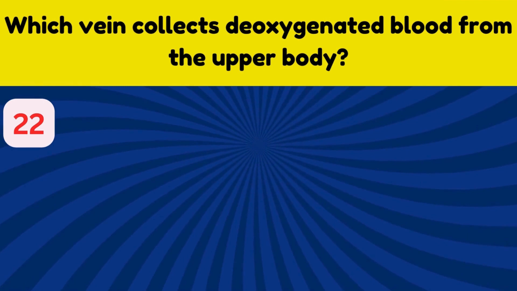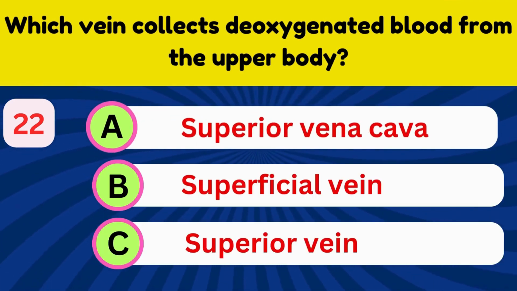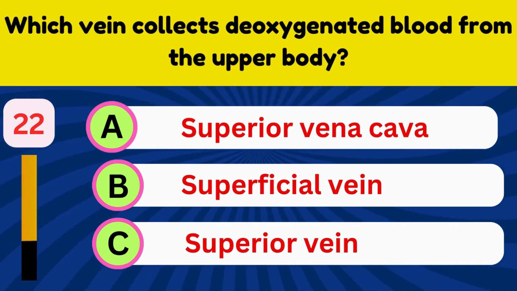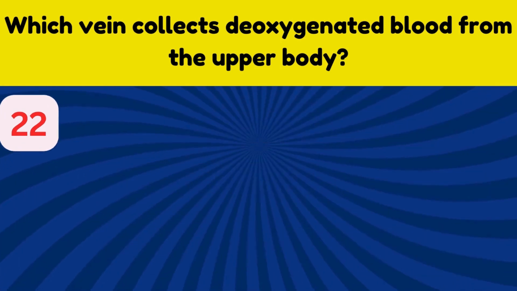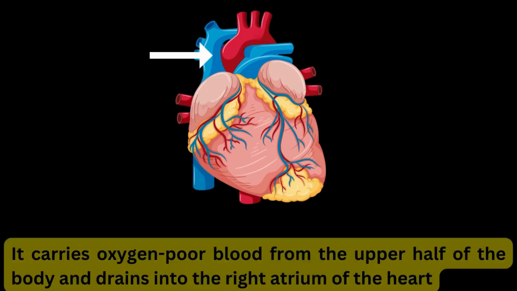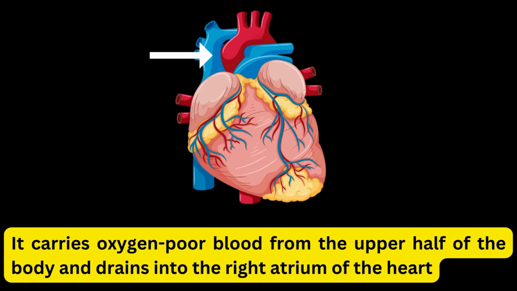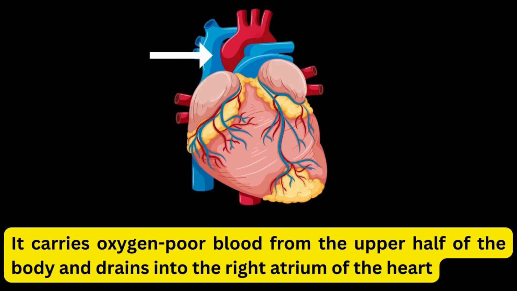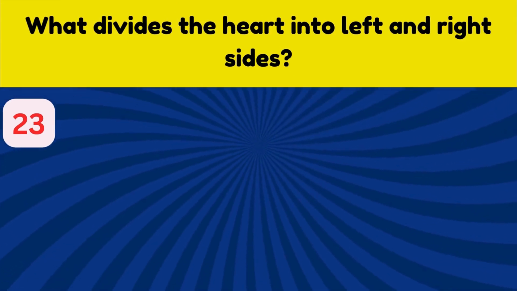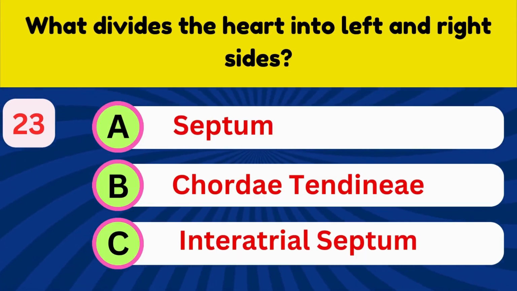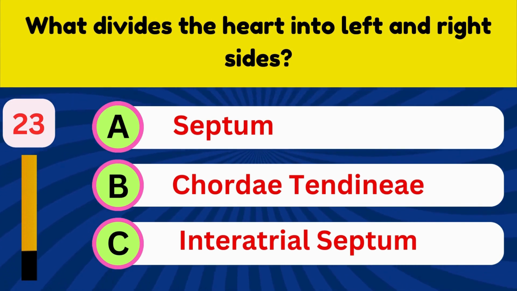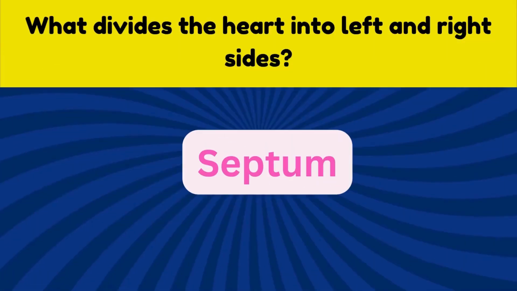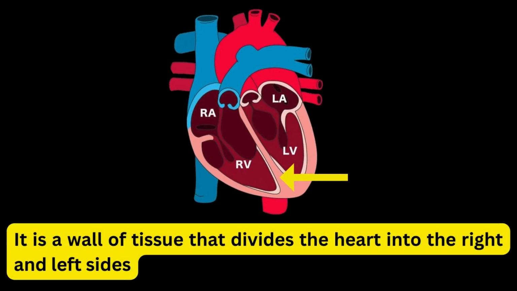Which vein collects deoxygenated blood from the upper body? Superior vena cava. It carries oxygen-poor blood from the upper half of the body and drains into the right atrium of the heart. What divides the heart into left and right sides? Septum. It is a wall of tissue that divides the heart into the right and left sides.